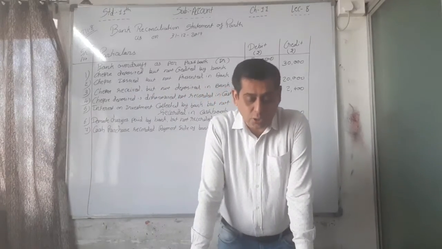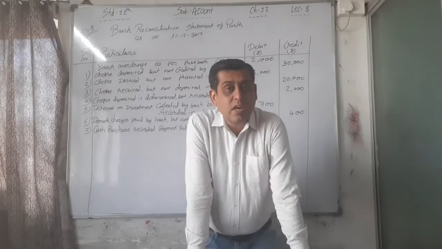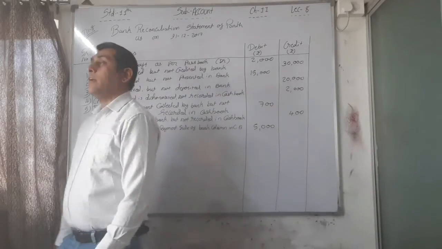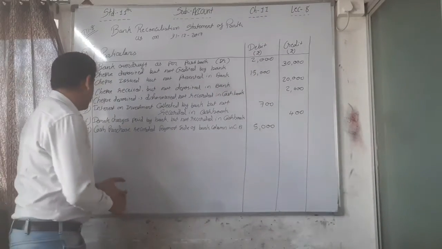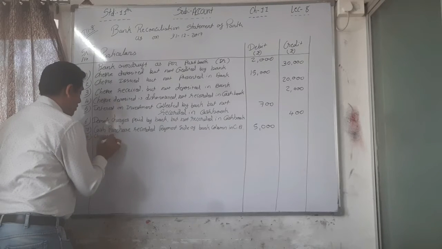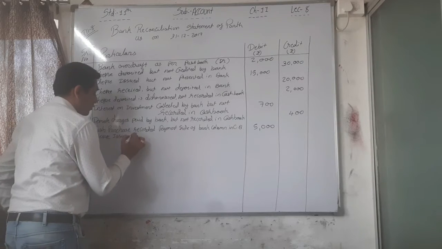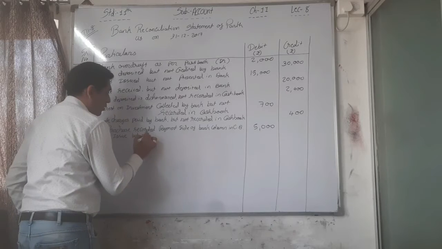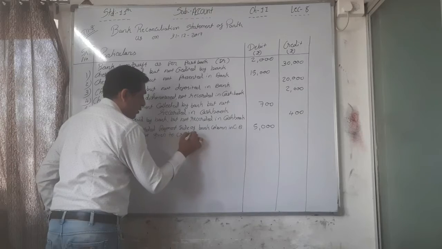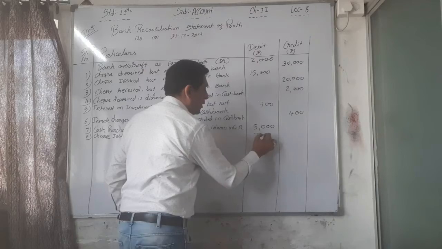Check drawn, that is issued but not given to the creditor, 7,000. ID. Check issued but not presented. ID, that is debited. 8th point. Check issued or drawn but not given to the creditor. ID, that is debit. Amount is 7,000 rupees.